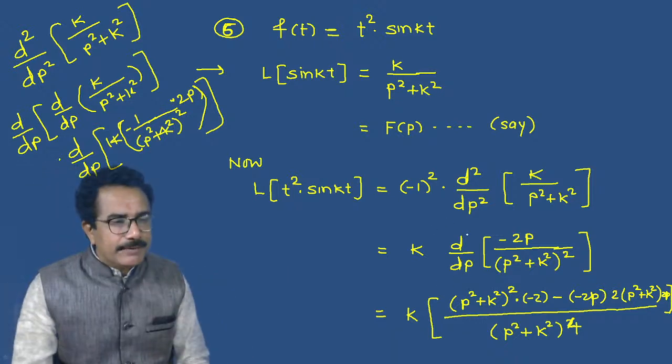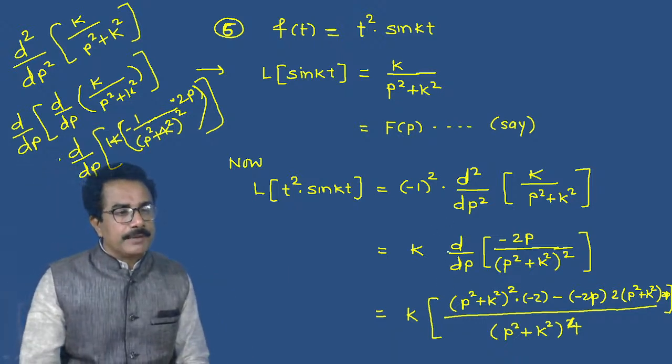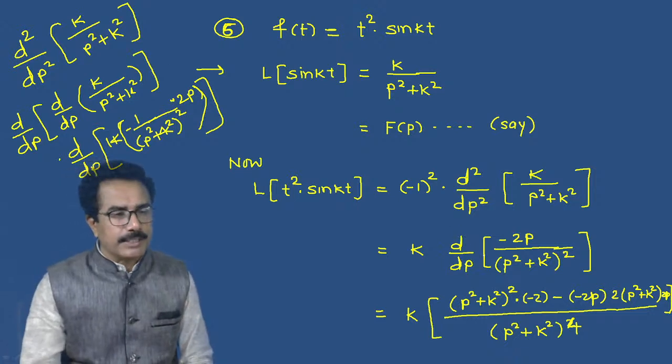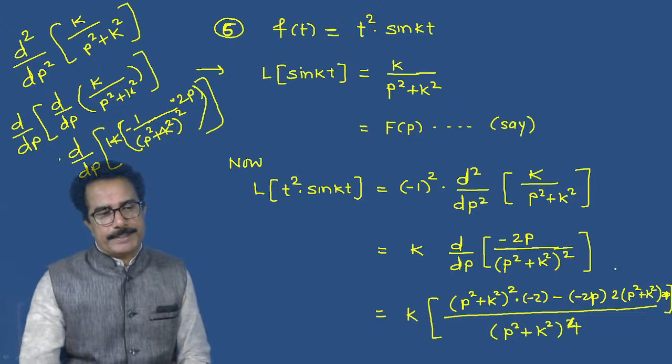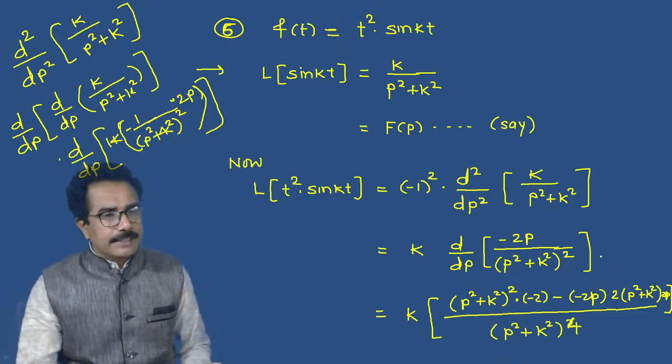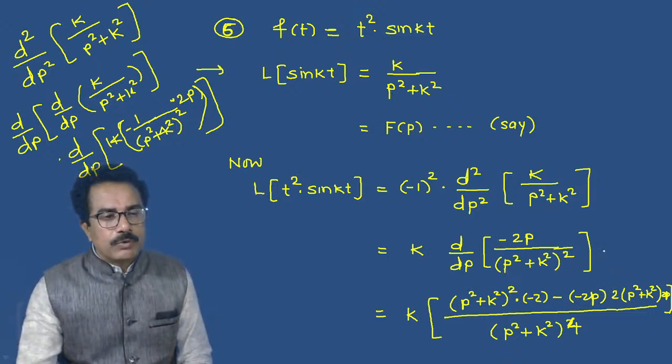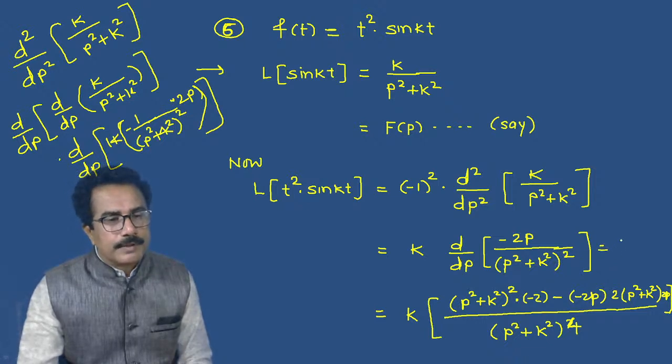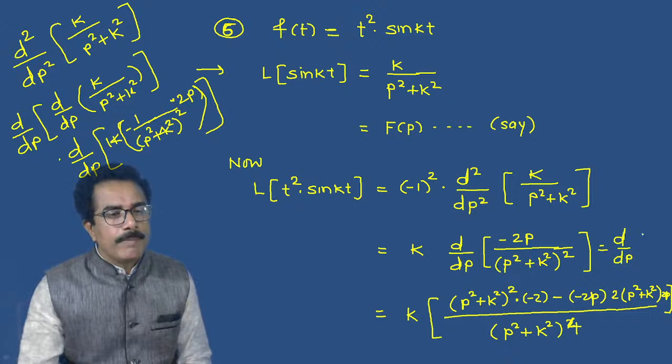So now again we have to calculate the first order derivative of minus 2p divided by p square plus k square bracket square. Now how can you calculate the derivative of this term? Again we have to use the u by v rule. Derivative of u by v.